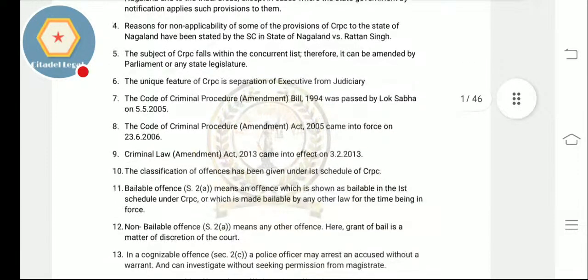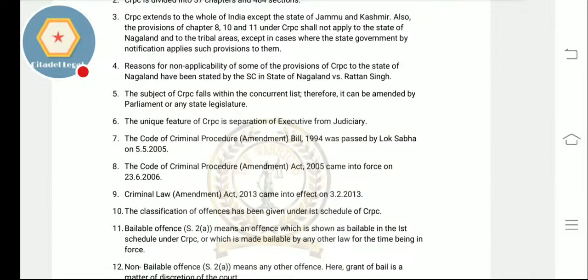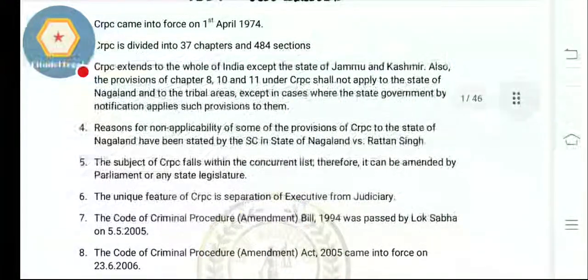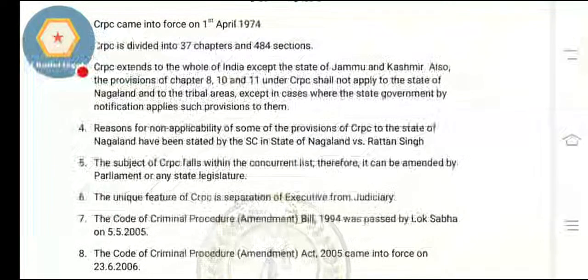Now, point number 4, the reason for non-applicability of some of the provisions of CrPC to the state of Nagaland has been stated by the Supreme Court in State of Nagaland versus Ratan Singh. Okay, this is very important. The reason for non-applicability of some of the provisions of CrPC to the state of Nagaland has been stated by the Supreme Court in State of Nagaland versus Ratan Singh. 5. The subject of CrPC falls within the concurrent list, therefore it can be amended by the Parliament or any state legislature. Number 6, the unique feature of CrPC is separation of the executive from the judiciary.